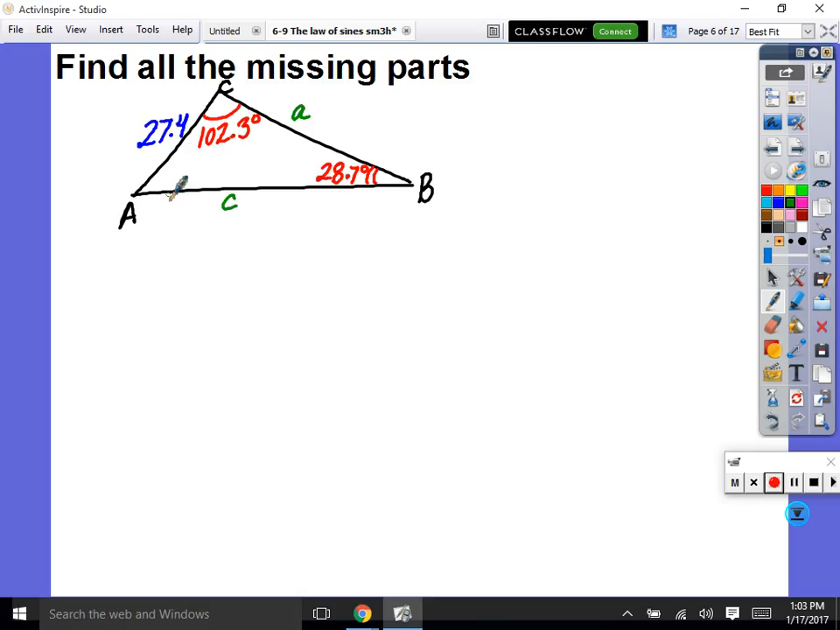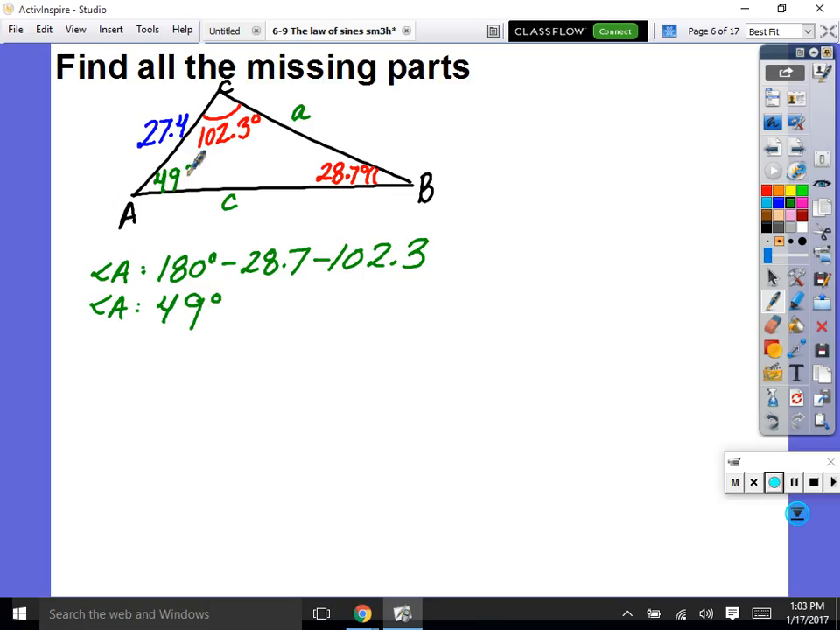Now let's see why we would use the law of sines. We're given two angles and one side, correct? We're going to use the law of sines because we can easily find this other angle here. So let's find angle A first of all. You would take 180 degrees minus 28.7 minus 102.3. Everybody, what do we get? Angle A is equal to, I got 49. Okay, 49 degrees. So that is 49 degrees. Does everybody agree?